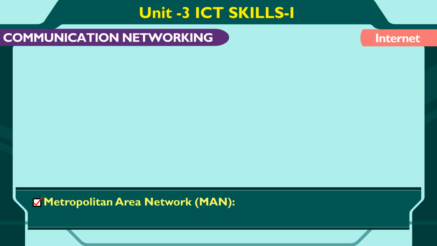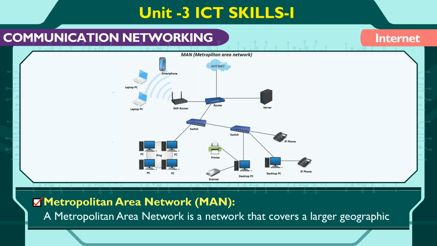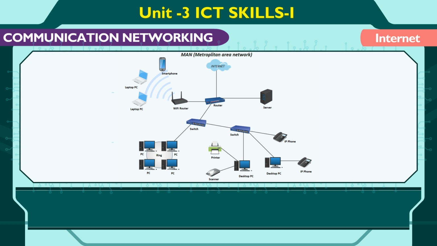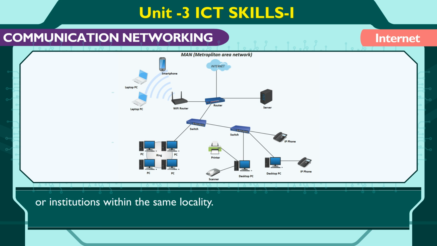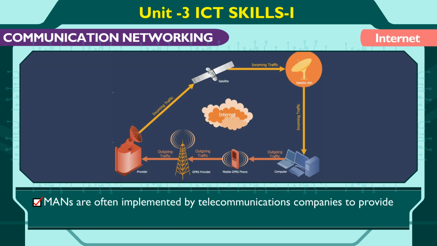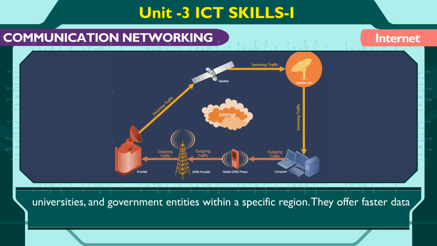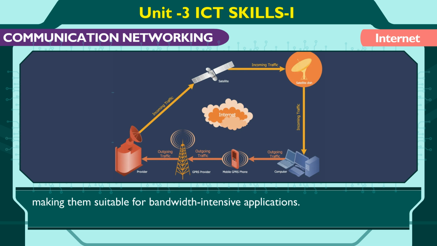Metropolitan Area Network, MAN. A metropolitan area network is a network that covers a larger geographic area than a LAN but smaller than a WAN. It typically serves a city or metropolitan area, connecting various LANs, organizations, or institutions within the same locality. MANs are often implemented by telecommunications companies to provide high-speed data connectivity to businesses, universities, and government entities within a specific region. They offer faster data transfer rates than WANs, making them suitable for bandwidth-intensive applications.